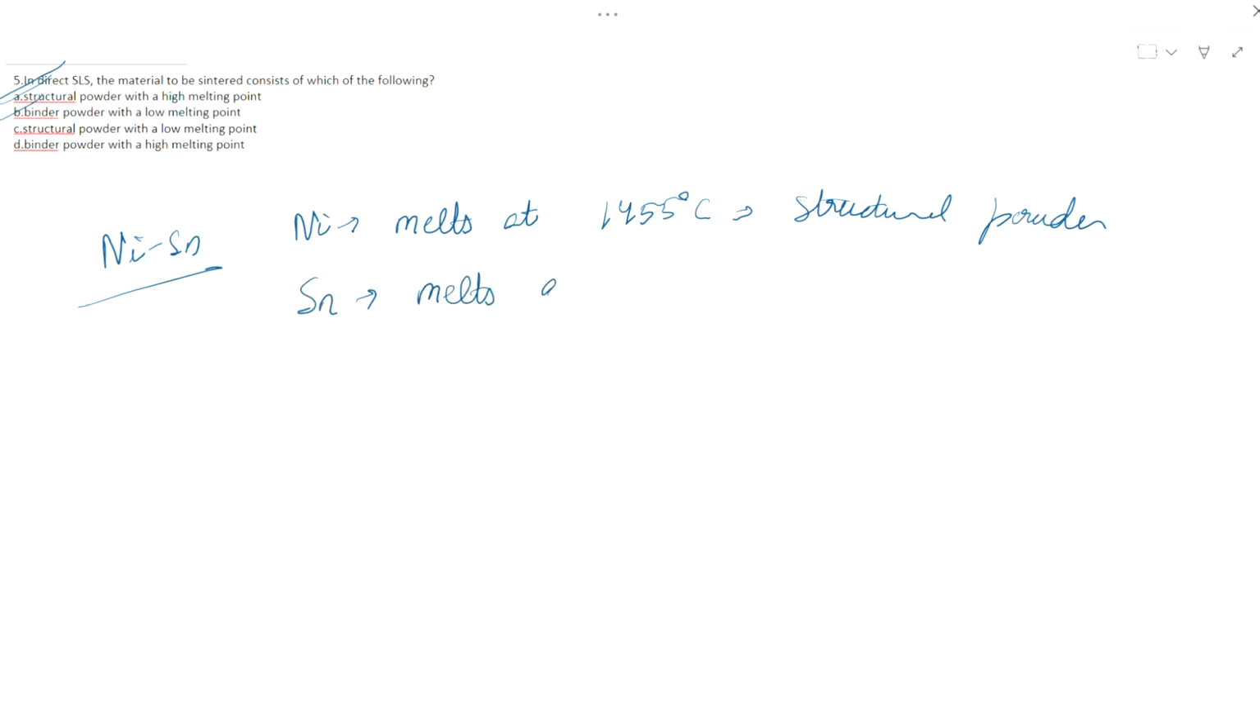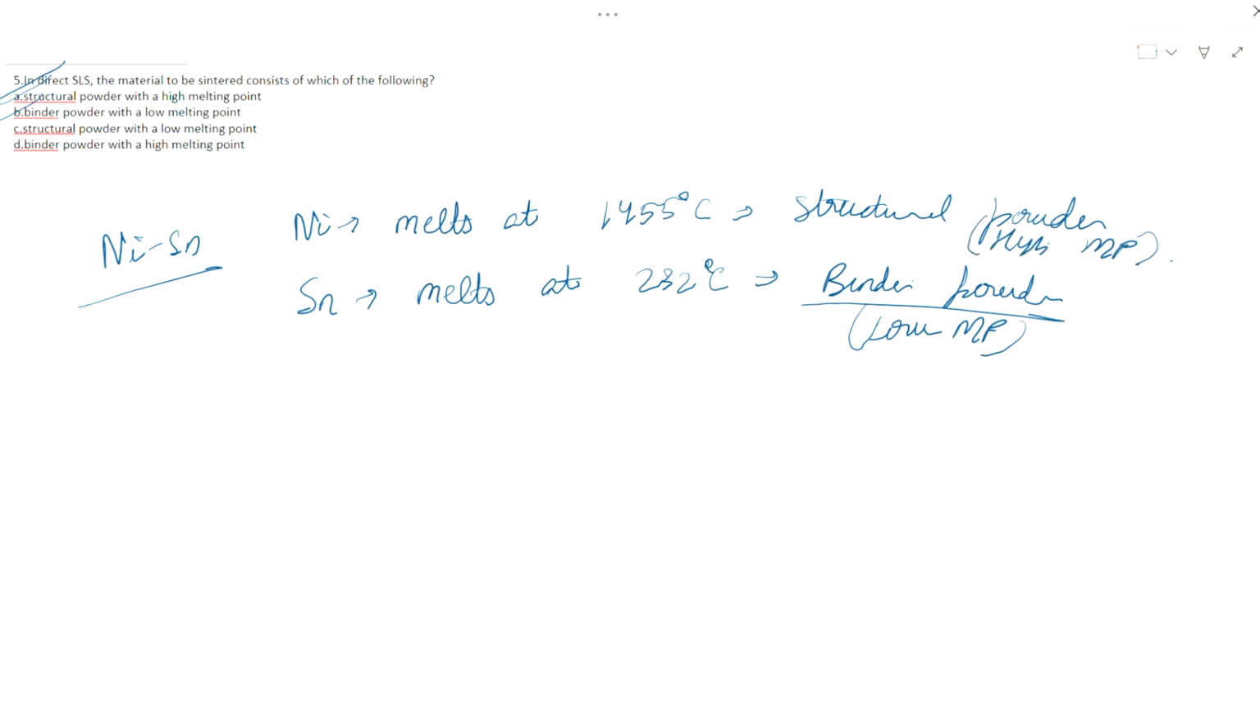I also gave the example earlier, nickel and tin. Here nickel melts at 1455 degrees Celsius. This is the structural powder, and tin melts at 232 degrees Celsius. This is the binder powder. Thus, binder powder has a low melting point, structural powder has a high melting point.